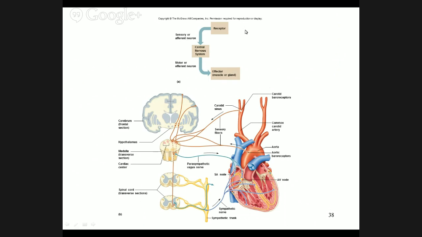This slide shows a little bit of what happens. The receptor picks up a signal sent through a sensory or afferent neuron to the CNS. The message is integrated. It's then passed to a motor or efferent neuron to the effector muscle or gland. And that happens in the heart.